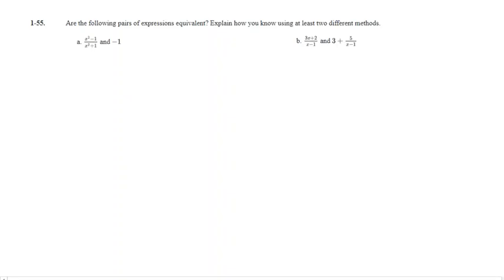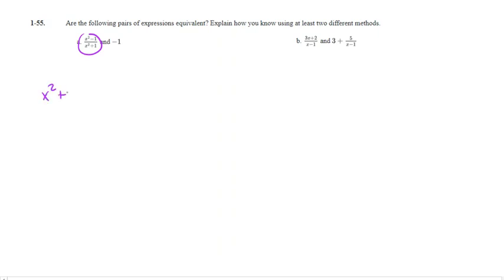Here we're asked, are the following pairs of expressions equivalent? And explain how you know using at least two different methods. So for the first one here, I'm going to go ahead and use division just to double check. There's lots of ways that we can go through this.